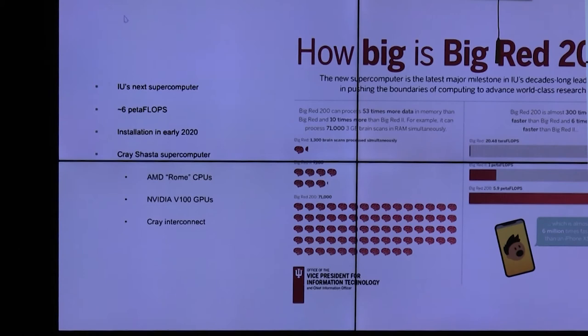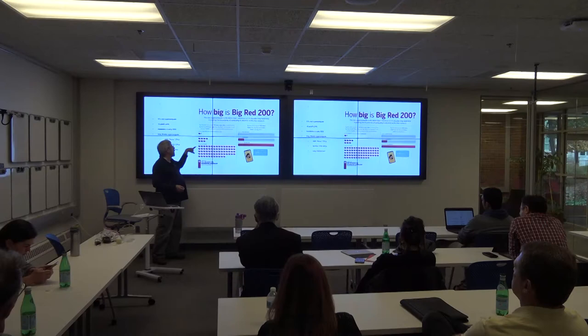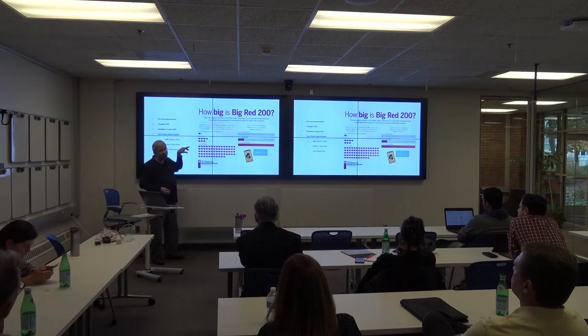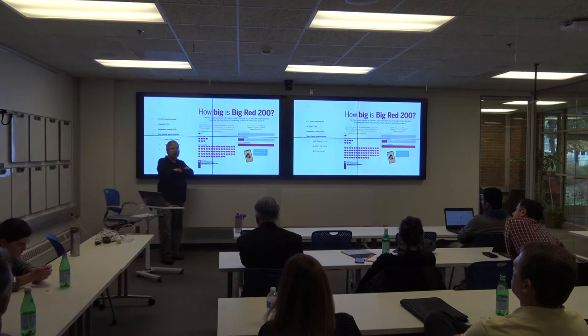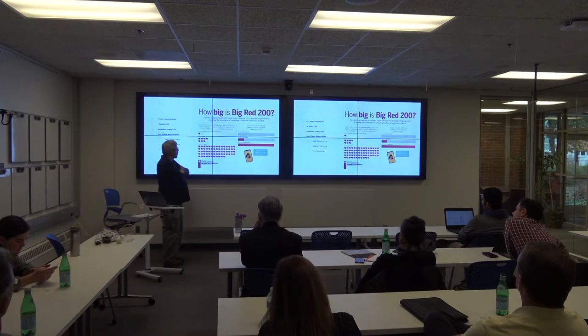Our original Big Red 1, they used how many brain scans could be processed simultaneously. They're saying 1.3 thousand. So Big Red 2, which we just shut down, was stood up in 2012, and they're saying we could do 7,000. So that's five times as much. Big Red 200, which will come online in January, is able to do essentially 10 times what the one we just shut down could. This is our new system that'll be coming out. It's a Cray Shasta system, and it will be serial number 1. So we will have the first Cray Shasta supercomputer with a Dragonfly interconnect.